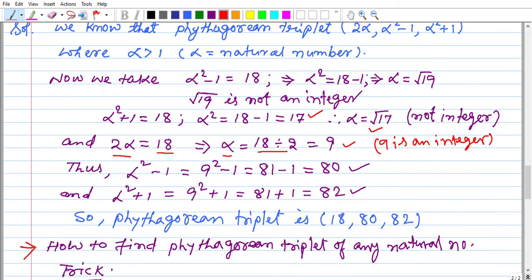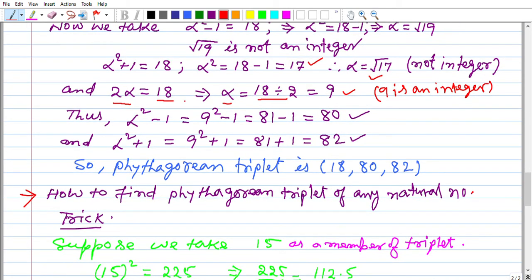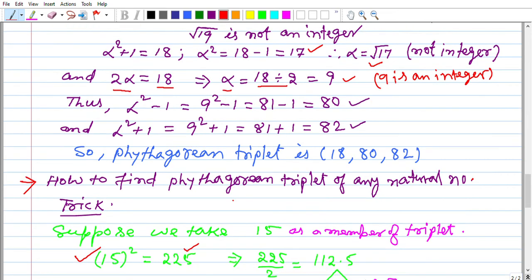Now let's see. Suppose we take 15 as a member of the triplet. Dear students, first of all we will do the square of the number. That's why I have said learn the squares of natural numbers 1 to 30. 15 square is 225. Now divide it by 2. We get 112.5.